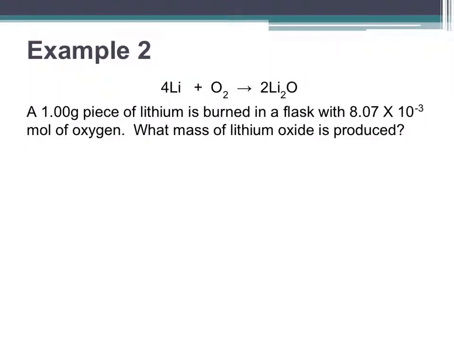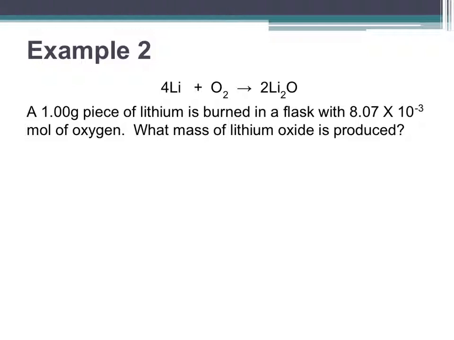This video is just going to go through another example of limiting reactants. So we're given 1 gram of lithium and we're burning it in a flask with 8.07 times 10 to the minus 3 moles of oxygen. What mass of lithium oxide is produced? So what you should do here is pause the video, try this problem, and then come back for the solution.